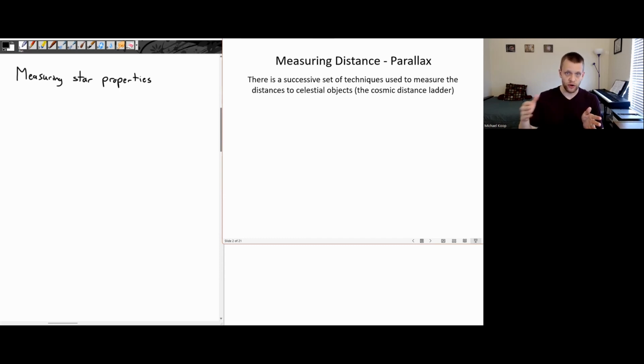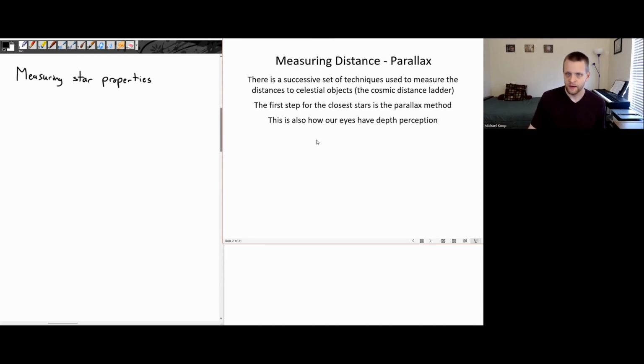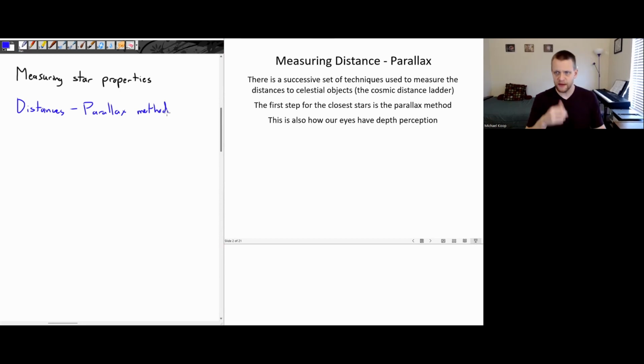And then later on, we'll talk about other methods that allow us to measure more and more distant objects in a method that's called the cosmic distance ladder. But at least for now, we're going to focus on what's called the parallax method. So if we're trying to measure distances, we're using this parallax method. And this method is very, very similar to how our eyes understand depth perception.